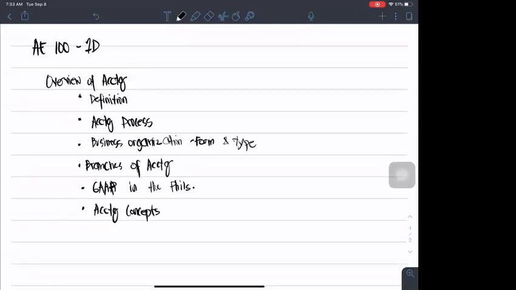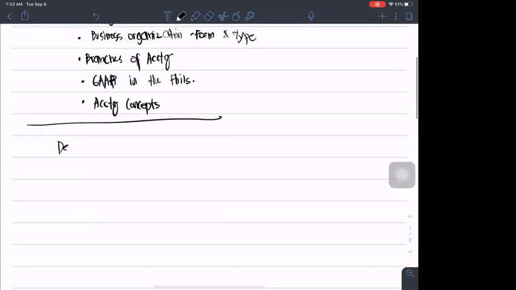So that's it for our overview of accounting. Those are the topics that we will discuss today. So let's start with the definition of accounting. Accounting is defined in different ways. However, we will only discuss three important definitions of accounting in accordance with different organizations.